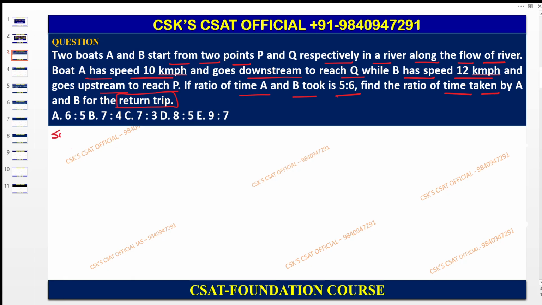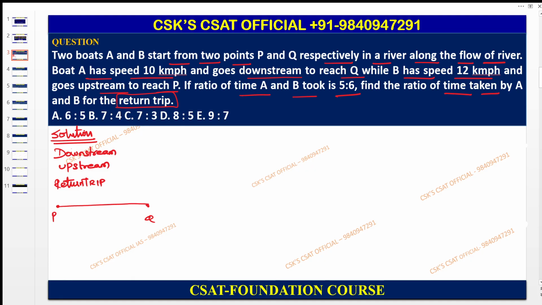Then what are the things you need to note here? The first thing is you need to get familiar with what we mean by downstream. Then you need to be familiar with upstream, then the return trip. So these are the things you need to consider. What do you mean by downstream? First of all, understand here. So this is P and this is Q.